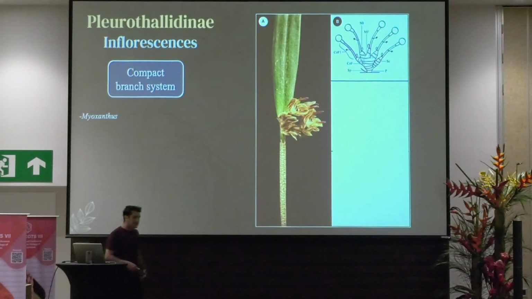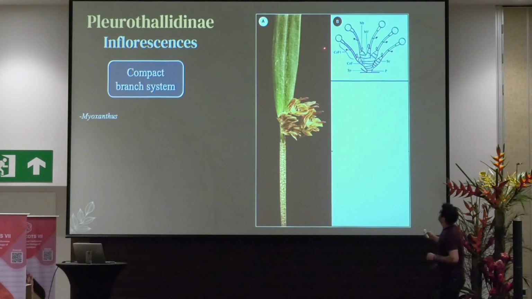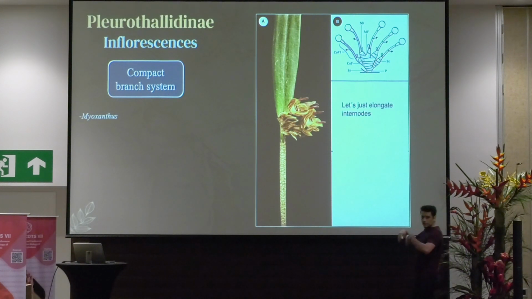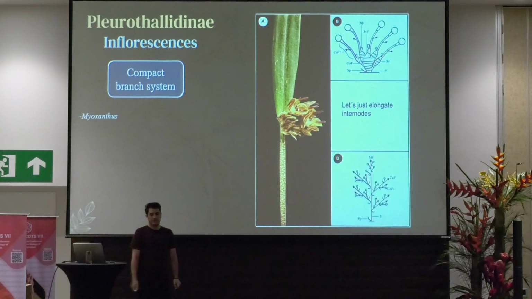So let's take another example here. This is a species of the genus Myoxanthus, Myoxanthus hirsutitalis. And here we are going to study its typology. If we try to study the typology of this species, we got something like this. And then we are going just to elongate the internodes of this inflorescence. So we will get something like this, just expanding the internodes.